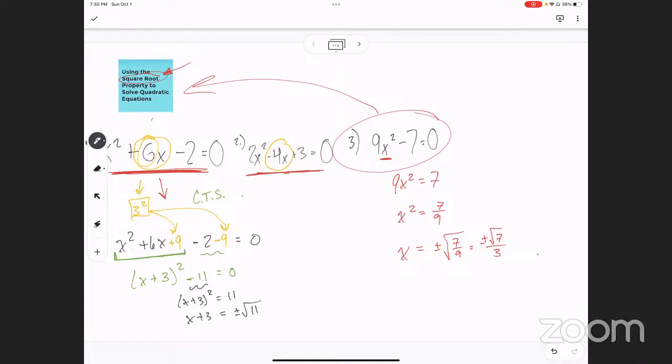And now what do I do? Subtract 3. Oh, very good. And there, you see how I have two answers now? Those are my two answers. So if she really wanted you to solve with the square root property, that would require that you do what's called completing the square so that you can use the square root property, which I just used right here.